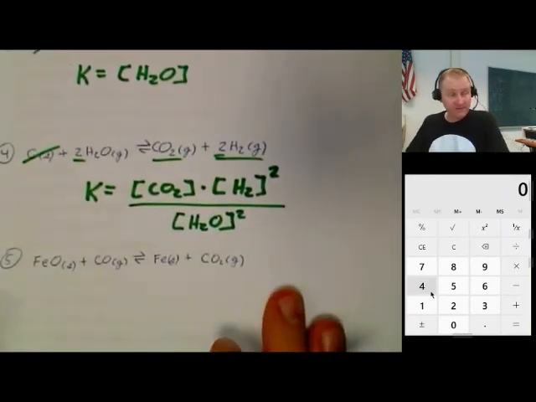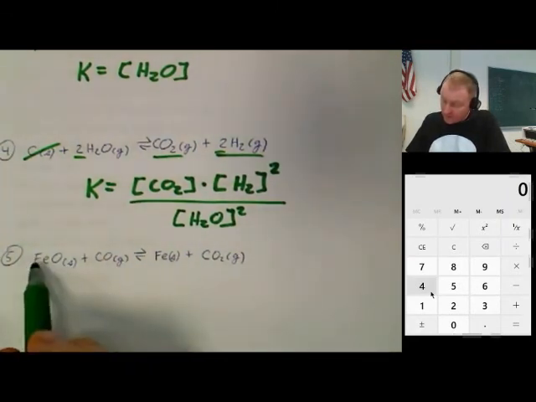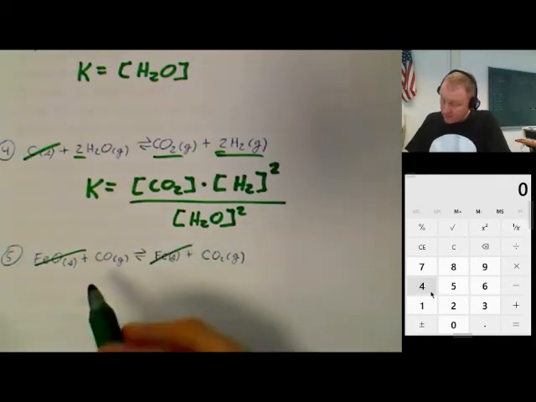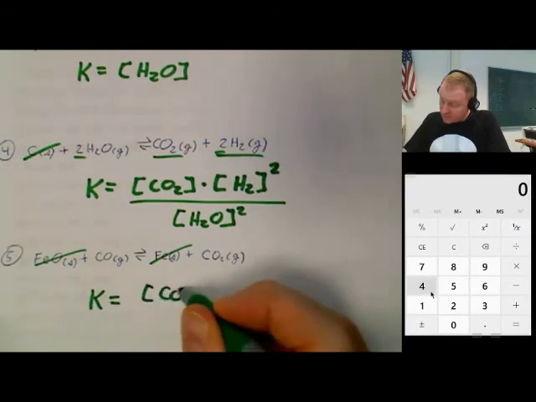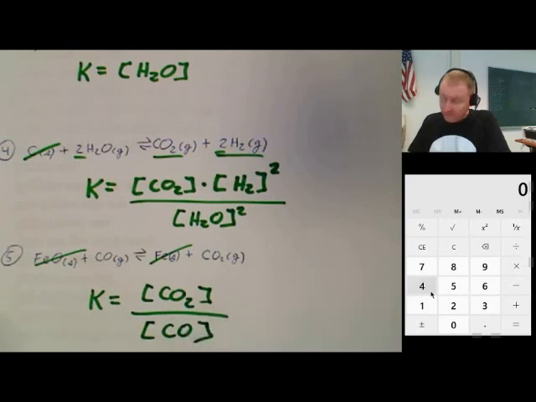And finally, number 5, we have solid iron(II) oxide, and we've got a solid iron. So the equilibrium expression for this one is the concentration of CO2 over the concentration of carbon monoxide. And that's the answers.